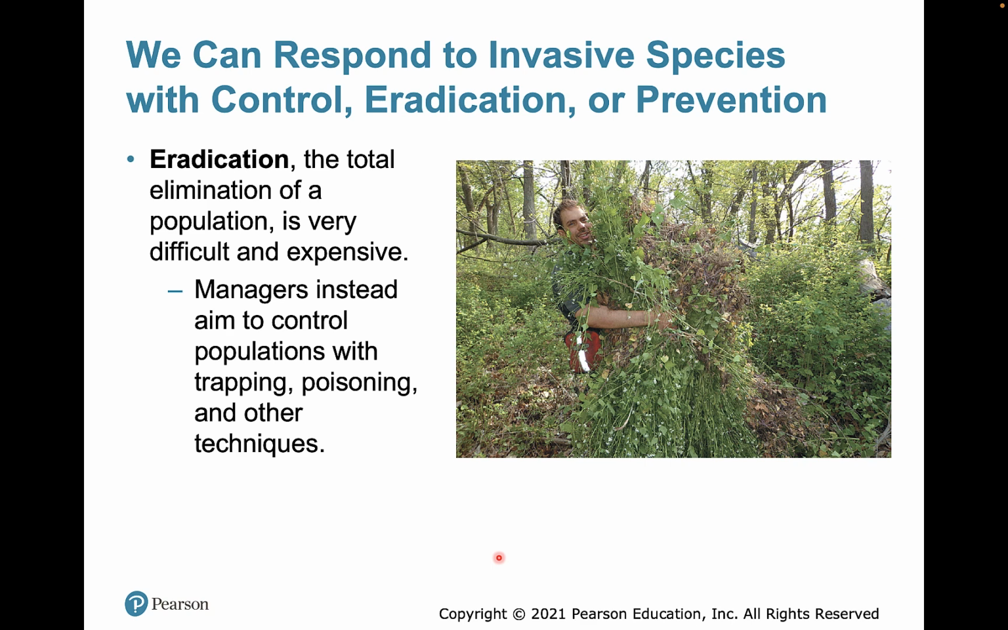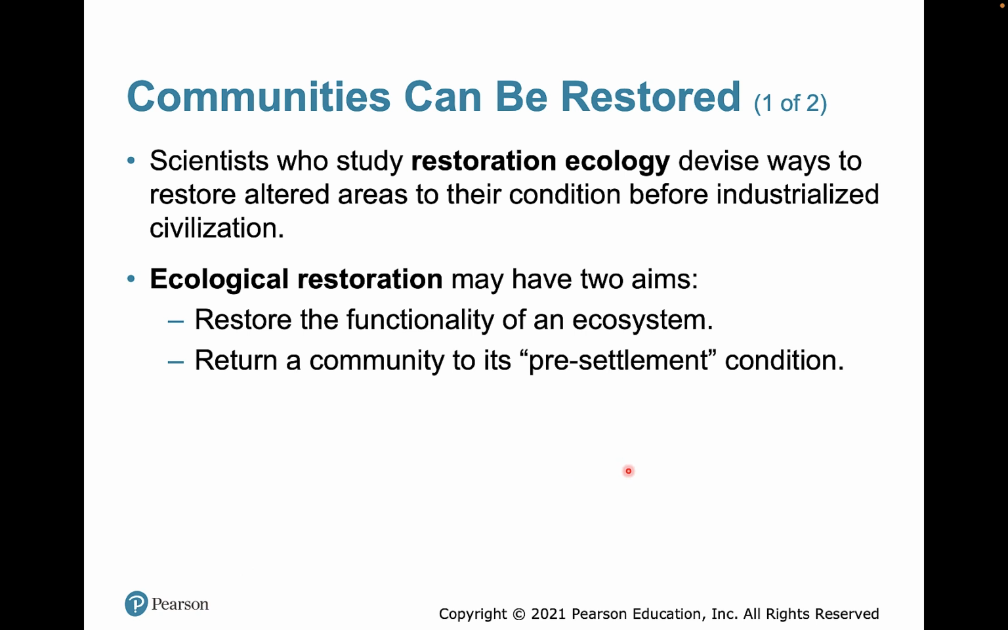So you have to get rid of it somehow. It's not easy. So poisoning invasive species, preventing them from coming in, it's typically easier to prevent them than it is to go and eradicate because they tend to spread so fast. So you could be a restoration ecologist, if we're looking at ways to put ecosystems back to the way they were. You want to restore the functionality of an ecosystem if you're a restoration ecologist, and you want to return it to its pre-settlement conditions, whatever it looked like before humans got to it.